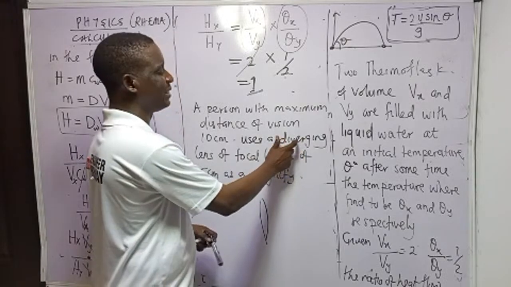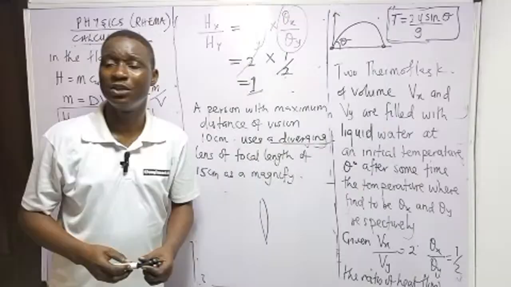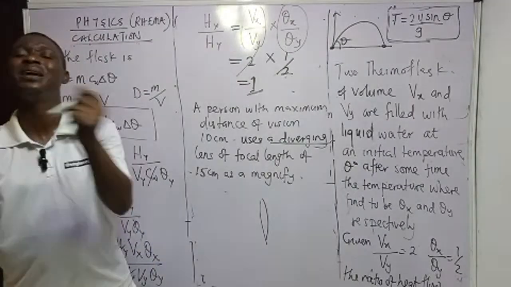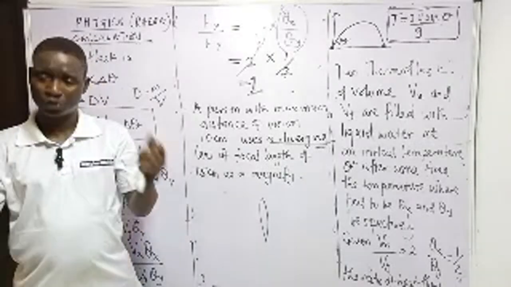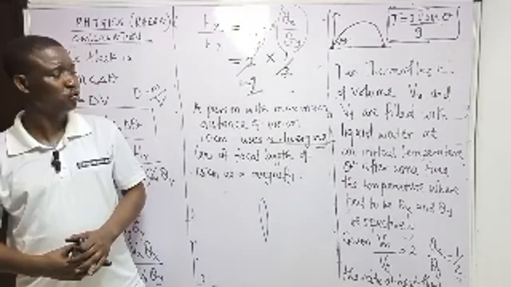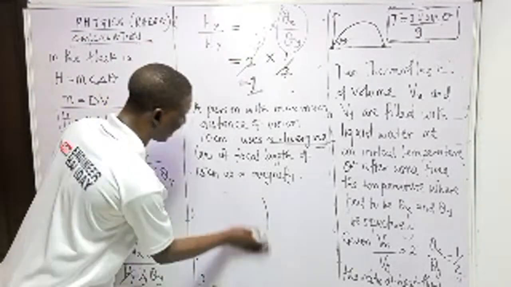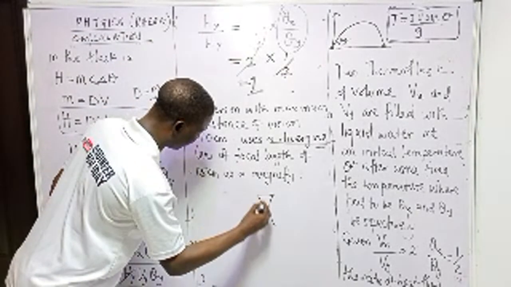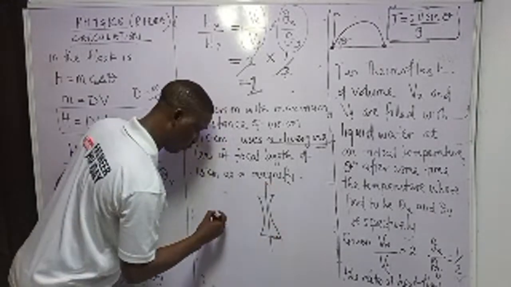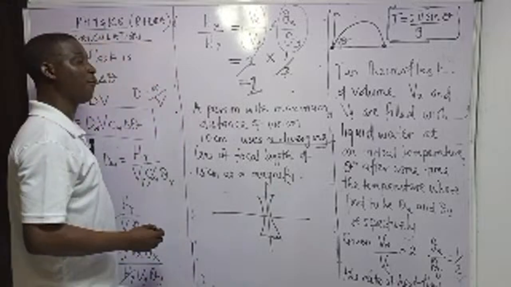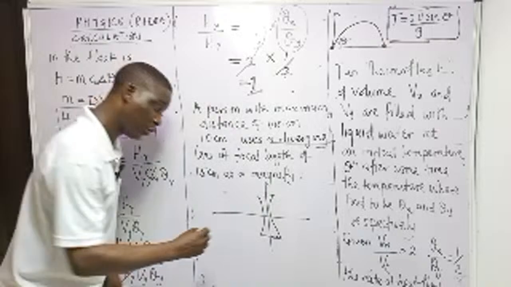This is a YouTube class that people are seeing from various places, various countries. So you cannot use a diverging lens as a magnifier, because of the image formed by a diverging lens. Look at it now. Don't maneuver questions, please. We are not here to show that we are better than anyone. We are here to touch lives.